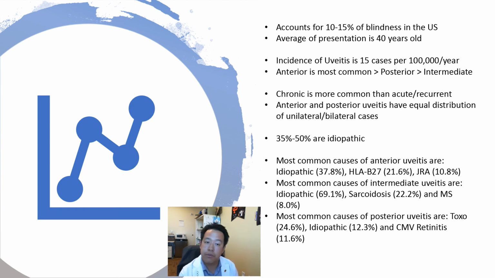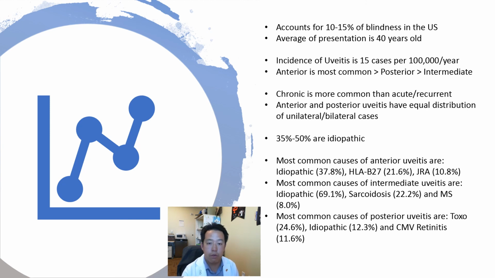One is that it accounts for 10 to 50% of blindness in the US, which is quite a bit. The average presentation is about 40 years old when people get it. The incidence of uveitis is about 15 cases per 100,000 patients a year, so it's not too common. But if you do see it, those patients can go blind pretty quickly, so make sure you get on top of it. The anterior is most common, then the posterior, then the intermediate, which was, I thought, interesting.